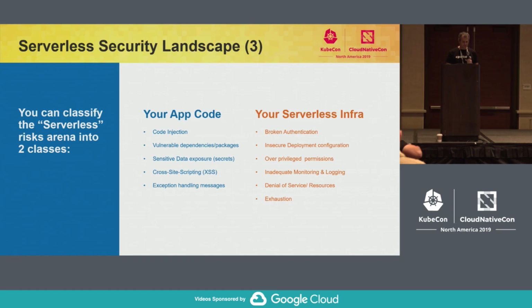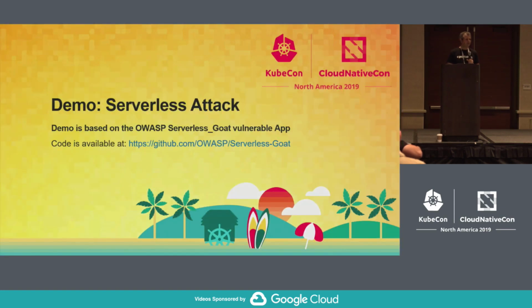Cool. So now, let's take a quick demo, and I'm just going to give you a quick demo of potential attacks on serverless in public clouds. This demo is based on the OWASP serverless Goat vulnerable app. It's available on GitHub. Let's make a quick jump to it. So this is the repo where you can find it. It's public by the OWASP. They publish it. You can use it.